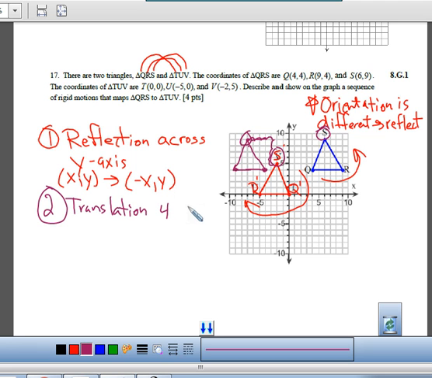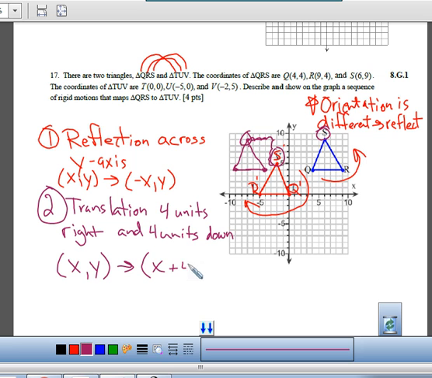So 4 units right, and 4 units down, or you can show the rule x comma y, arrow x plus 4 because that's to the right, y minus 4 because that's down, and you are done. So this is all that you needed to do.